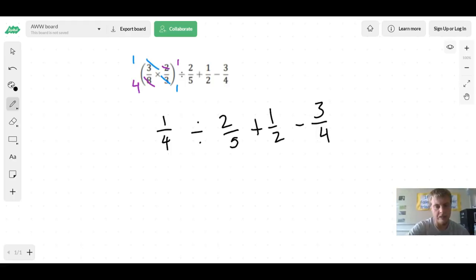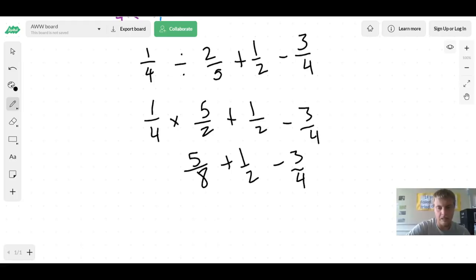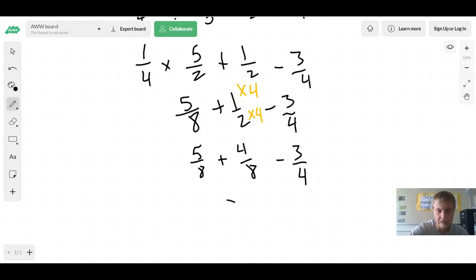From here, what we would end up doing is we'd have to do 1/4 times 5 over 2 because we have to multiply by the inverse. I can't cross-reduce here, so I'm going to get 5 over 8 plus 1/2 minus 3/4. In this problem, again, we can only add and subtract when we have like denominators. So I'm going to times this by 4. I'm going to times this by 4. That is going to give me 5 over 8 plus 4 over 8, which is going to end up giving me 9 over 8.